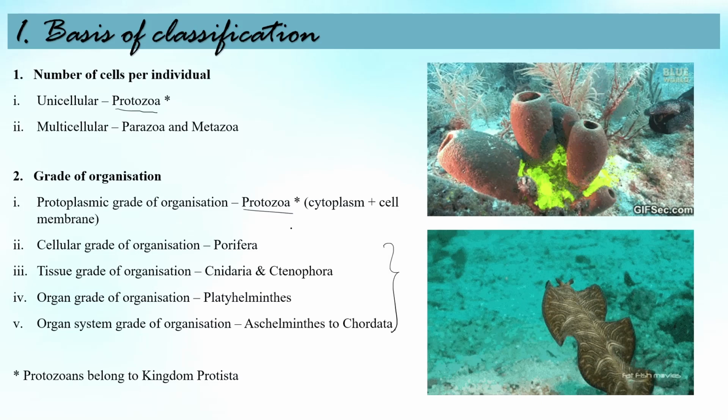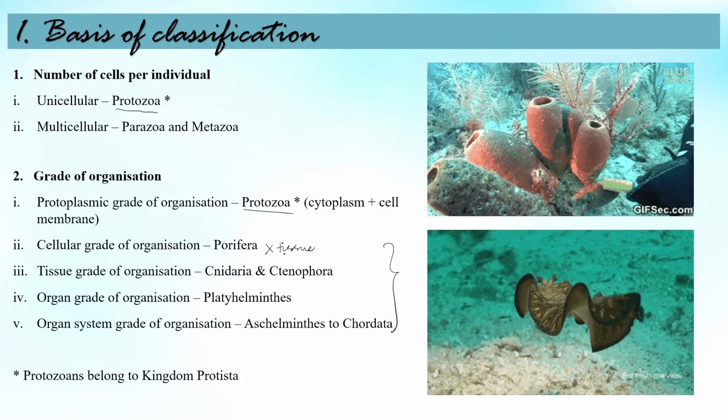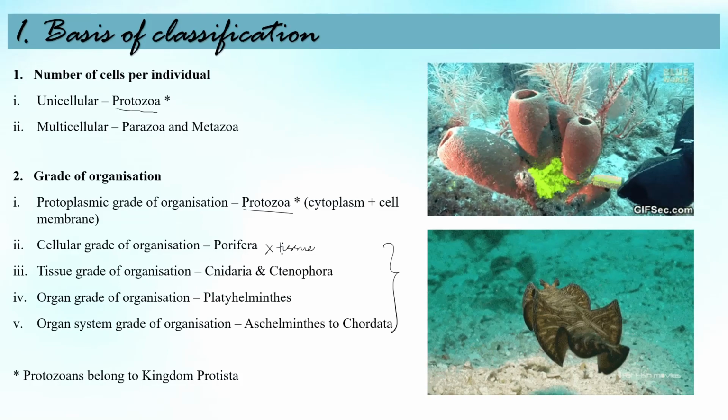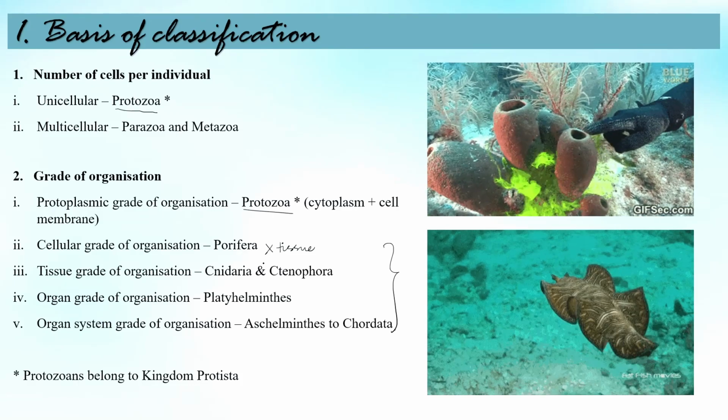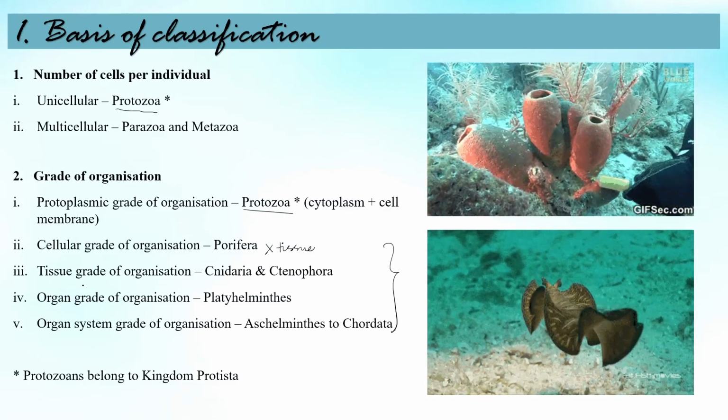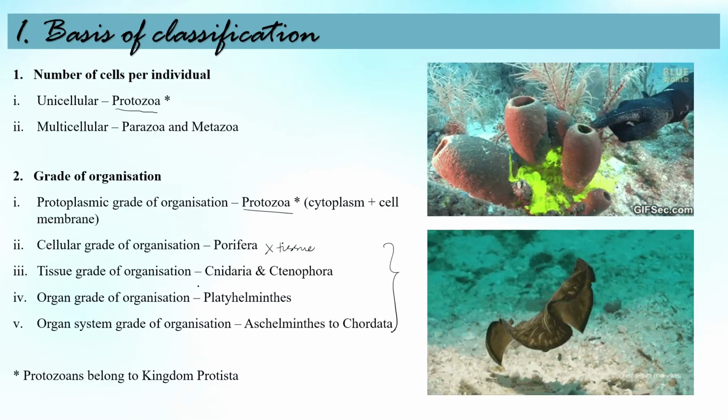Now second is going to be cellular grade of organization. So there are many cells in that particular organism, but there is no formation of tissue. There is no formation of tissue, and that we see in the phylum Porifera. Okay, we see in the phylum Porifera. Now, next is tissue grade of organization. That is, all cells have combined. They are acting like a same structure and functionally they are behaving in a same way, and that is called tissue.